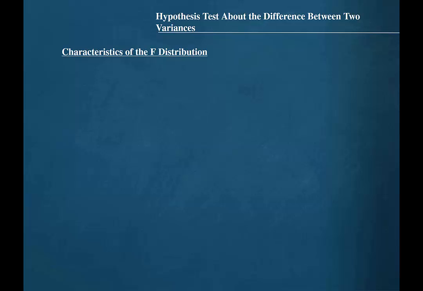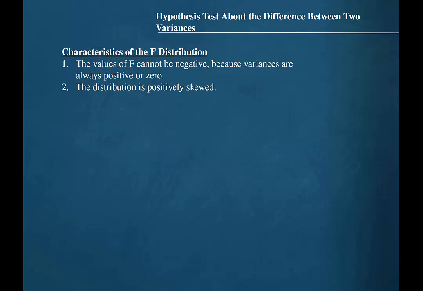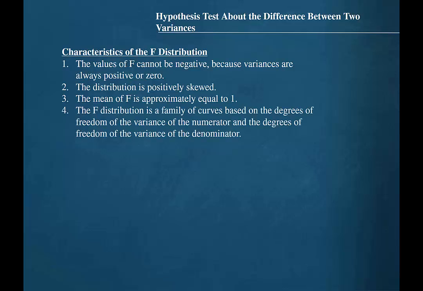The characteristics of the F distribution are: 1. The values of F cannot be negative because variances are always positive or 0. 2. The distribution is positively skewed. 3. The mean of F is approximately equal to 1. 4. The F distribution is a family of curves based on the degrees of freedom of the variance of the numerator and the degrees of freedom of the variance of the denominator.